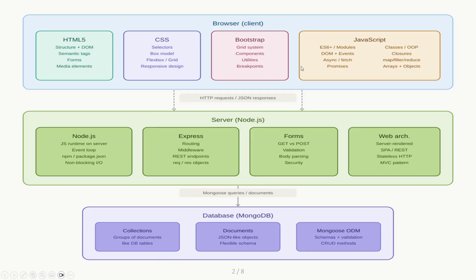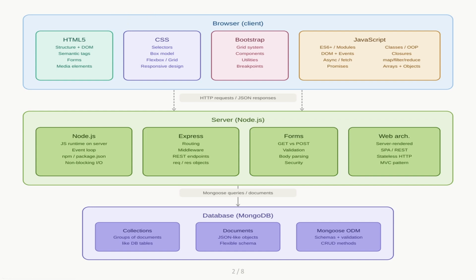So first of all, here is just a simple mind map or concept map. At the top, we have the browser layer, and then the server layer and the database. So the browser is essentially everything the user actually sees and touches. It has four main technologies.